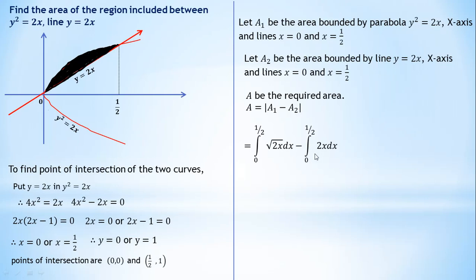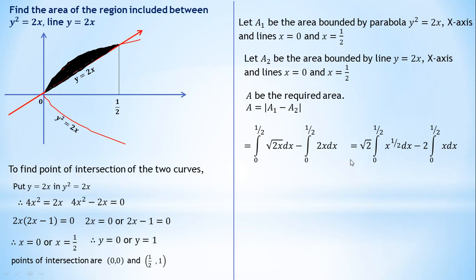How will you get the A2 area? It is also from 0 to 1 by 2 and of the function y is equal to f of x. Now the equation of the line is given, y is equal to 2x, so we have to integrate 2x here. Okay, so this is A1, integral from 0 to 1 by 2 of root of 2x dx, and A1 minus A2 means minus the integral from 0 to 1 by 2 of 2x dx. So see here carefully. Now evaluate the integration. Now here, see, root 2 is outside of the integration, into the integration from 0 to 1 by 2 of x raised to 1 by 2 dx, minus 2 as it is into the integration of x dx.